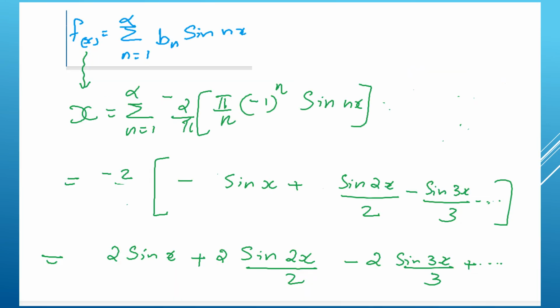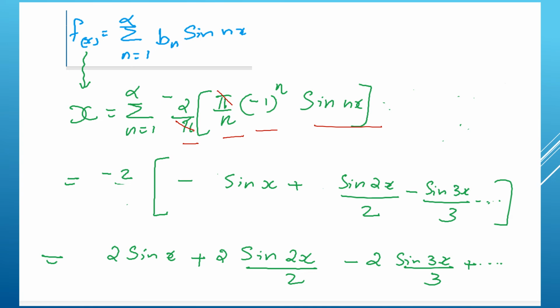Now coming back to the Fourier series, the a0 and an terms became 0. f of x equal to sigma n equal to 1 to infinity bn sin nx. Let us substitute the value of bn: minus 2 by pi, pi by n, minus 1 raised to n, sin nx. Now in the summation, here minus 2 by pi, pi cancelled. The remaining minus 2, we take common outside.